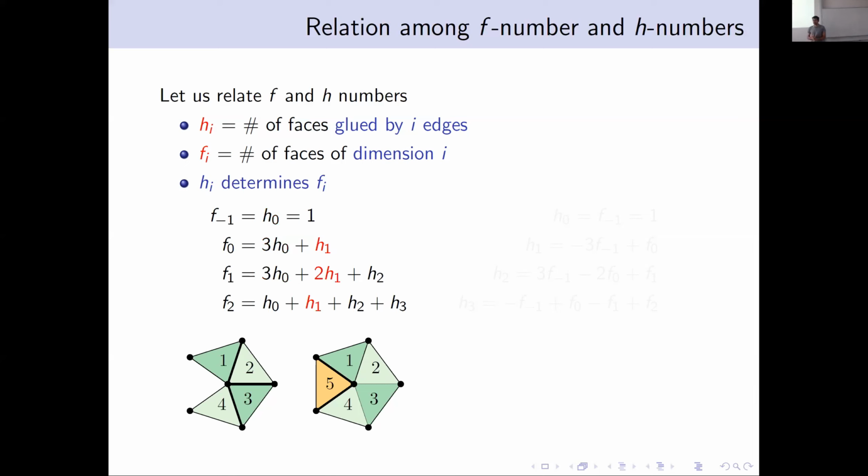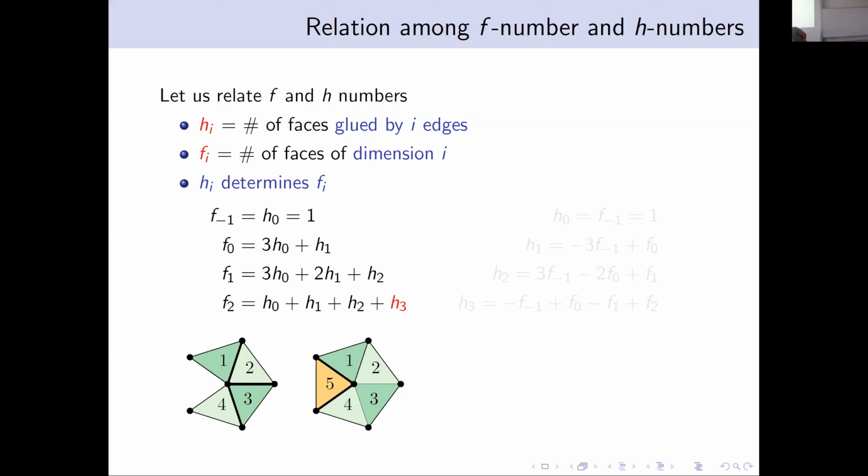What about H one? If I glue the triangle along one edge, well, then I add the opposite vertex, two edges and one triangle. And you can see it here, for example, on the triangle number two. When I glue the two, I add this vertex, these two edges and the whole triangle. So here again, then what about the triangle which I glue by two edges? Well, for example, the five here. Well, I see I only had one edge and one triangle. So this is this. And finally, if I glue something by all three edges, I only add the triangle.